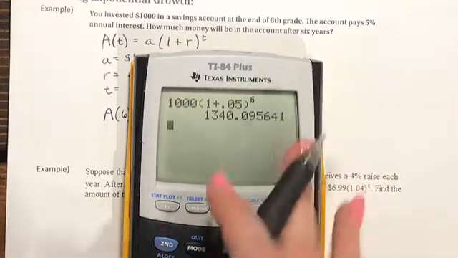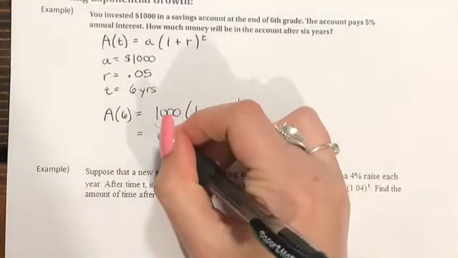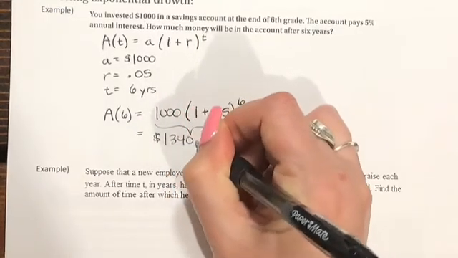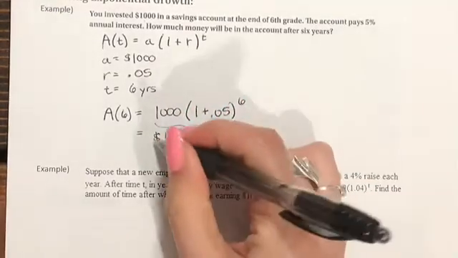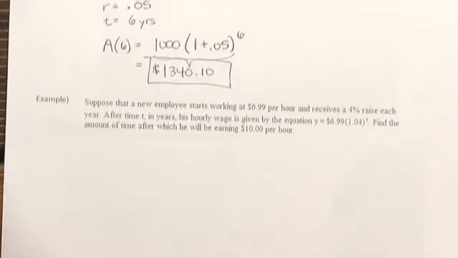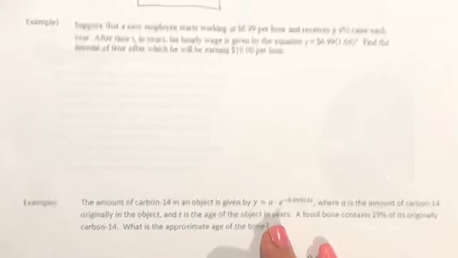I guess you could say like 10 cents if you wanted to round up. So we would have, after 6 years, $1,340 and almost 10 cents. And that is it. So really not too bad, these story problems. Okay, let's try another one.